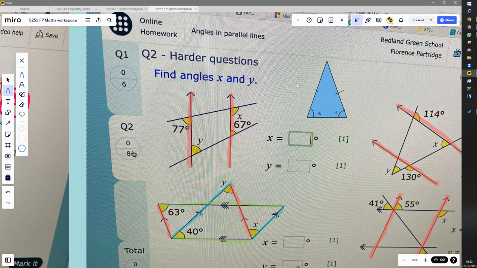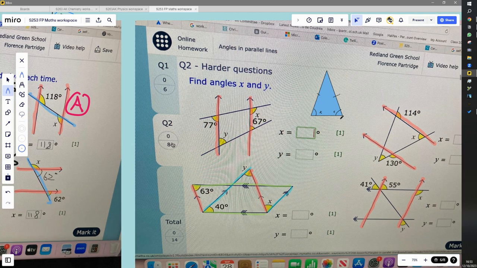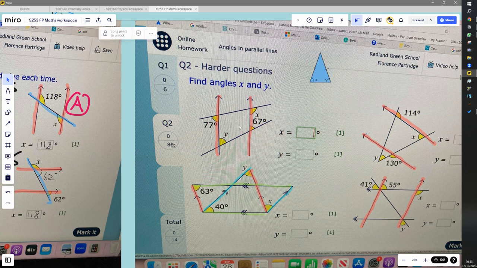So what you need to do is to ask, are there any isosceles triangles on here? I'm pretty sure there aren't. But you could get that on another question. It's quite a common little trick. Let's have a look at these then.